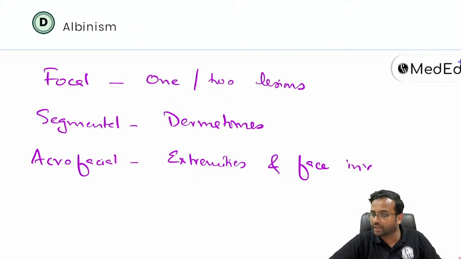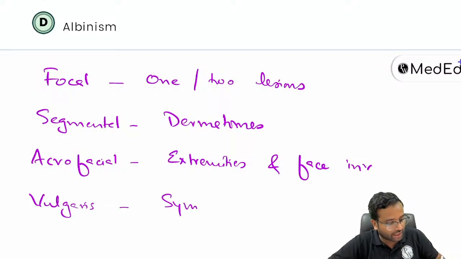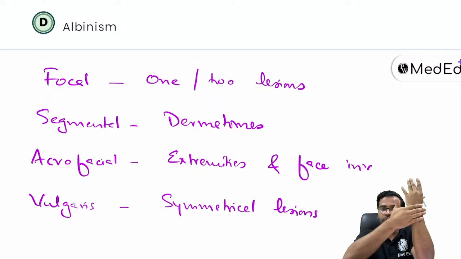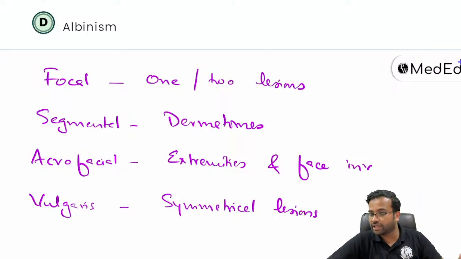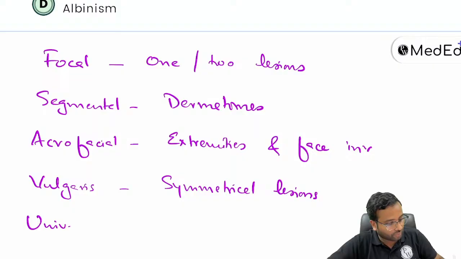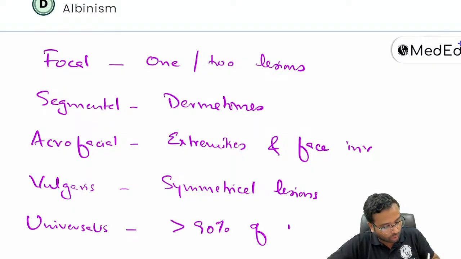The most common type of vitiligo is vitiligo vulgaris, where you get symmetrical lesions. Symmetrical because if you have a lesion here, there would be a lesion on the opposite side as well. And the last one, a rare type but with severe autoimmunity, is called vitiligo universalis, where more than 90% of the body surface area becomes depigmented.